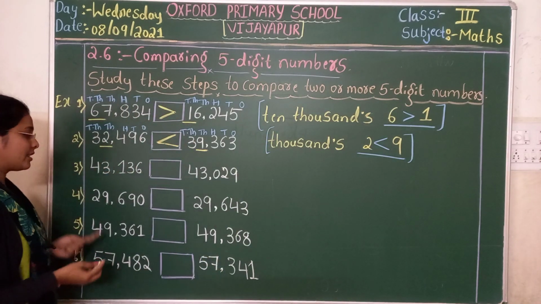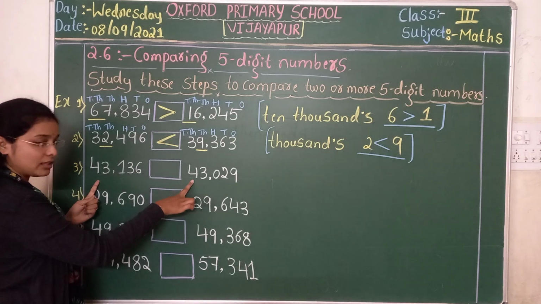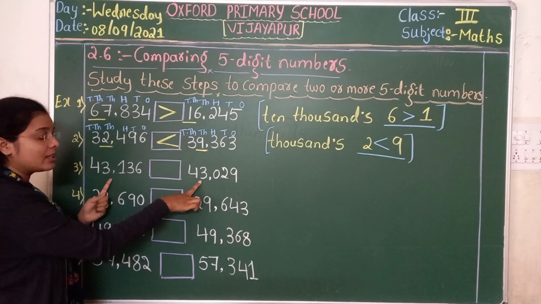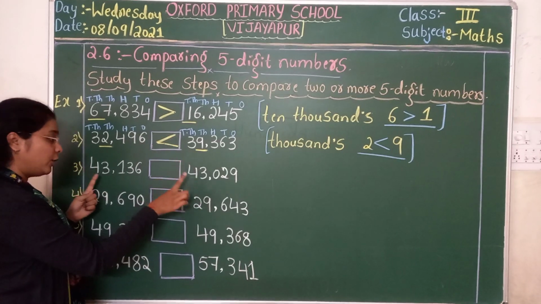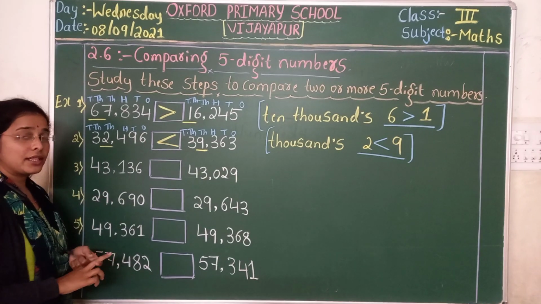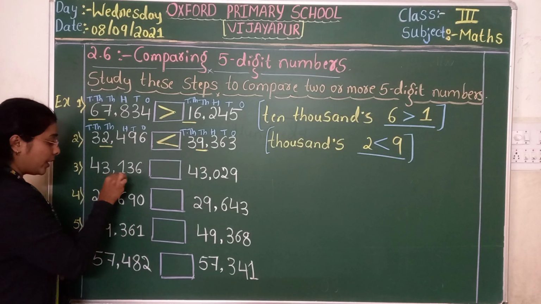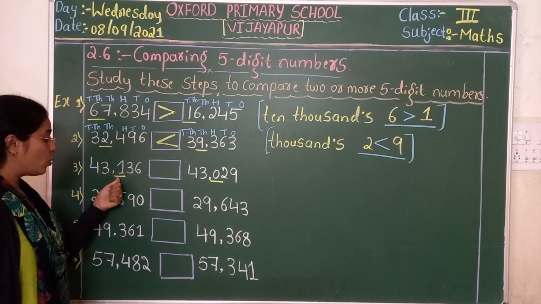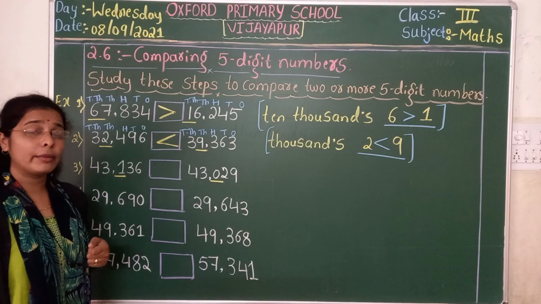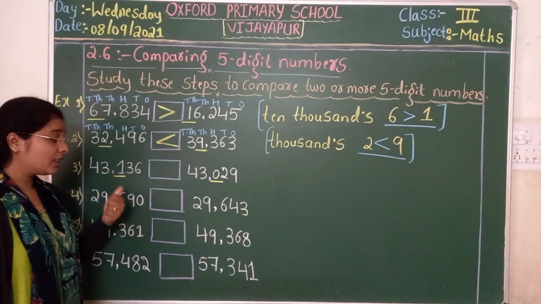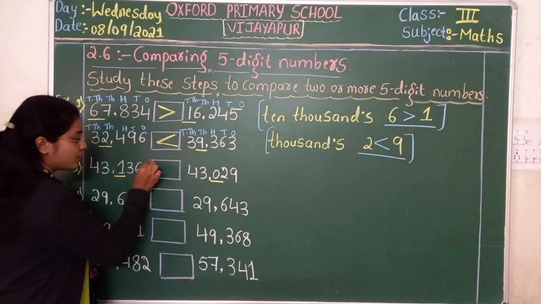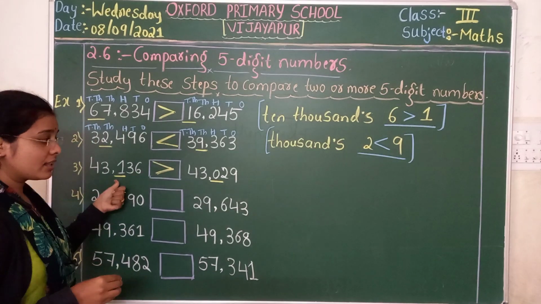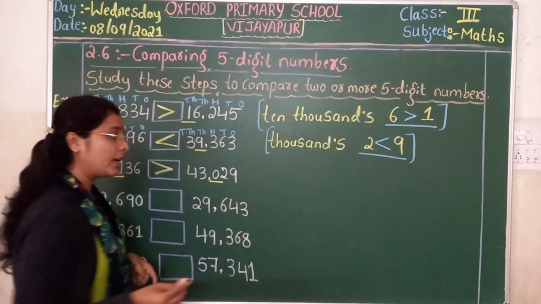Next, at first compare the 10,000 place. If you have the same digit, compare the next, that is the 1000 place. If we have the same digit in the 1000 place also, then we have to compare the next place, that is the 100 place. 1 and 0. Which is the bigger digit? 1 is the bigger one. So the open mouth is towards the bigger number.